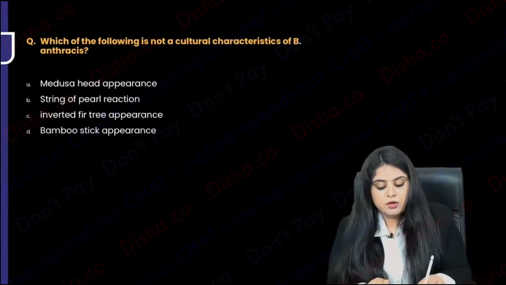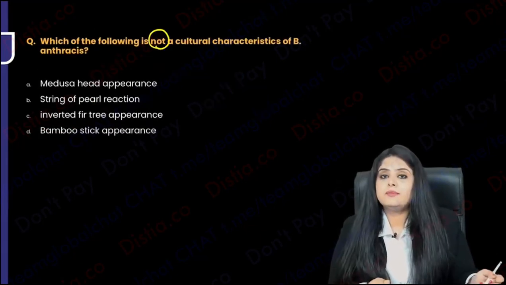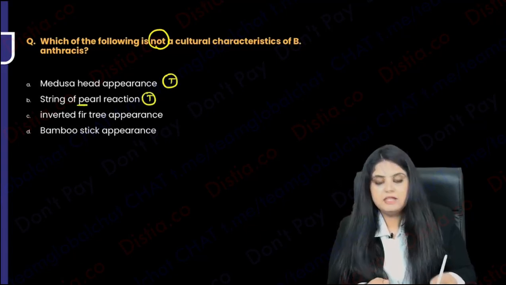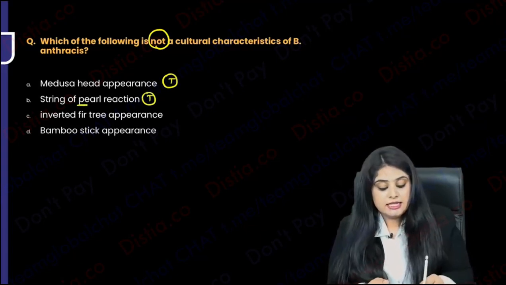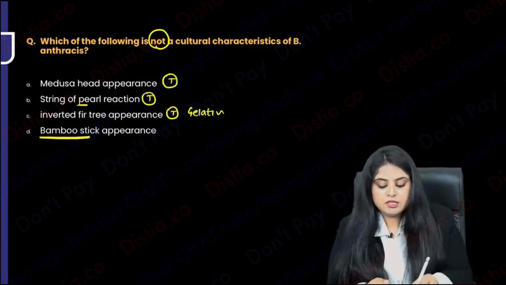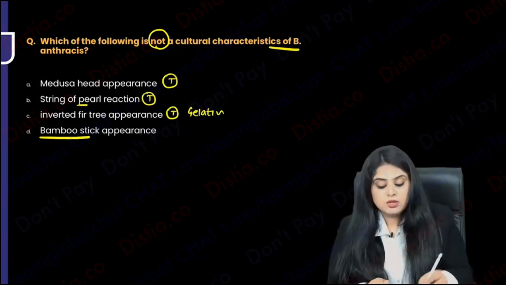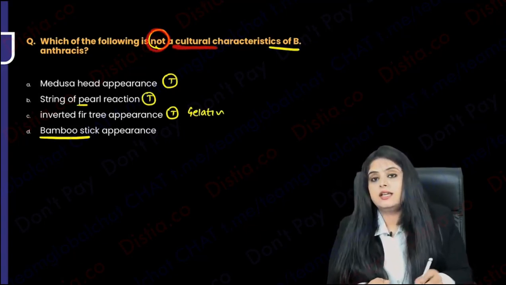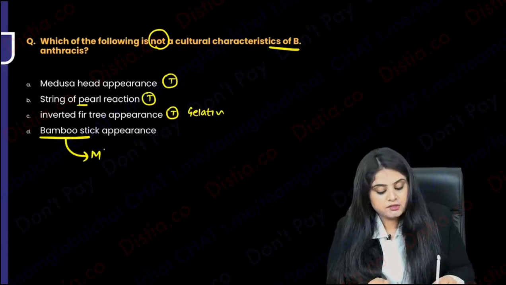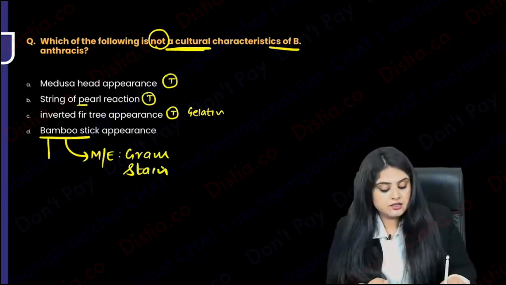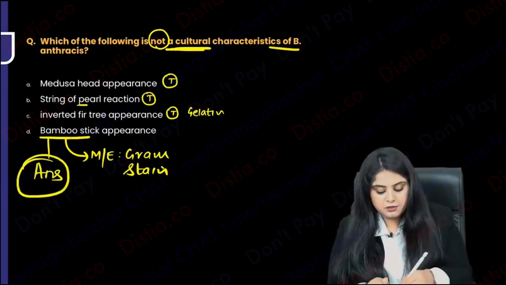Next, which of the following is not a cultural characteristic of Bacillus anthracis? Medusa head appearance is seen, string of pearls appearance, PE for pearls, PE for penicillin, inverted fir tree appearance is seen on gelatin, absolutely. Ma'am, bamboo stick appearance is also seen in Bacillus anthracis, so everything is seen. But they had asked you which is not a cultural characteristic. Bamboo stick appearance is a microscopy gram stain feature. It is a feature, but it is a gram stain feature. It is not a cultural characteristic. So that becomes the answer over here.